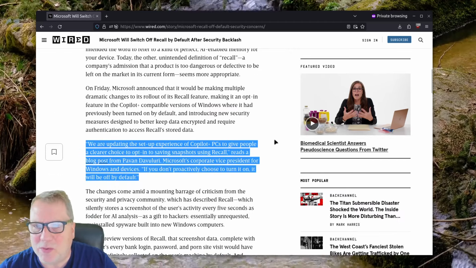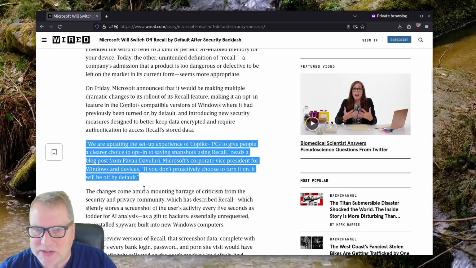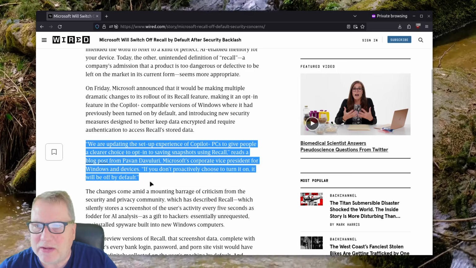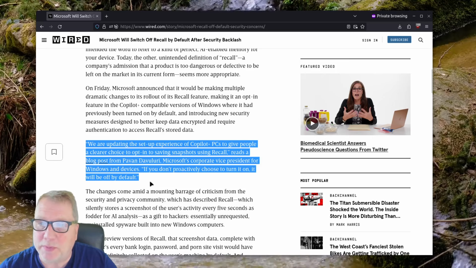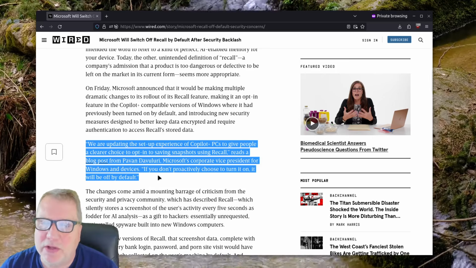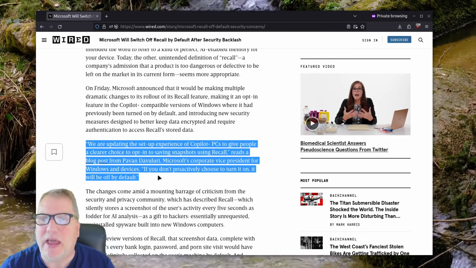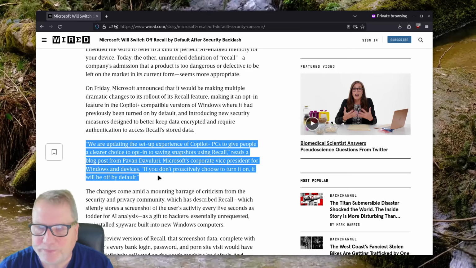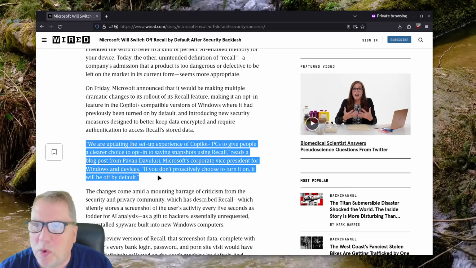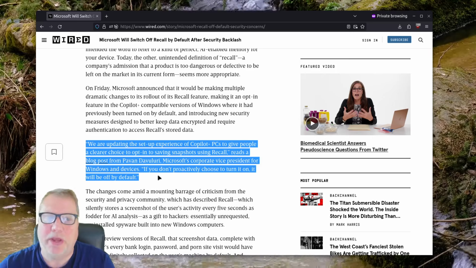So one of the quotes here from one of their vice presidents is, we are updating the setup experience of Copilot Plus PCs to give people a clear choice to opt in to saving snapshots using Recall. If you don't proactively choose to turn it on, it will be off by default.